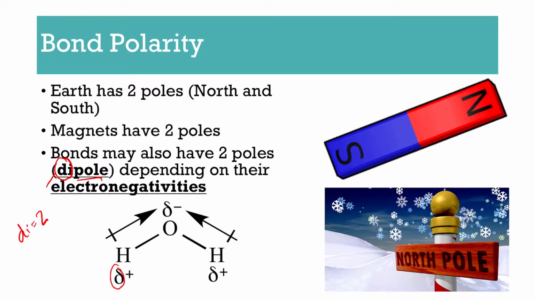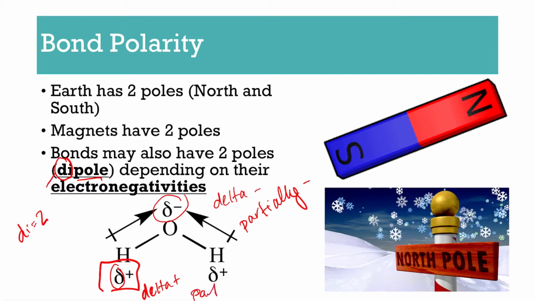So this right here is the sign delta, and that's a positive. So you would say this as delta positive, and this is delta negative. And what that means is it's partially negative, and this would be partially positive. Now, if you had full negative and full positive charges, that is your ionic bond. But in some of these bonds, some elements may hold on to the electrons more than others. And so the atom with more electrons is kind of partially negative. So we'd say delta negative.